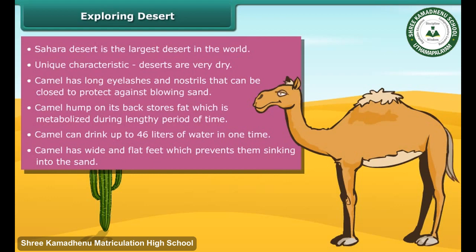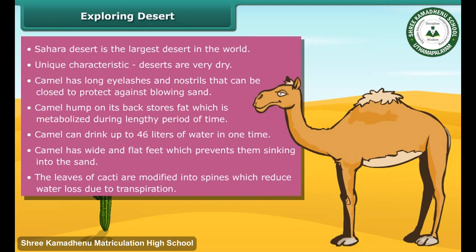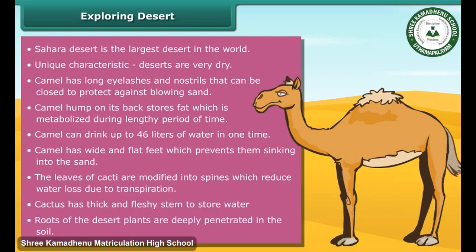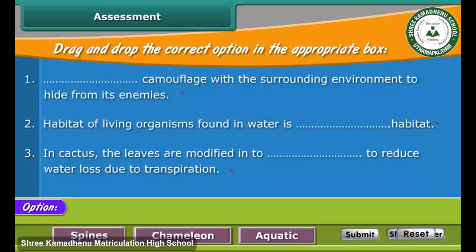Similarly, plants like cacti also show various adaptations to survive in dry and hot environments. The leaves of cacti are modified into spines, which reduce water loss due to transpiration. Cactus has a thick and fleshy stem to store water. Roots of the desert plants deeply penetrate the soil to absorb water. Drag and drop the right option in the appropriate box.